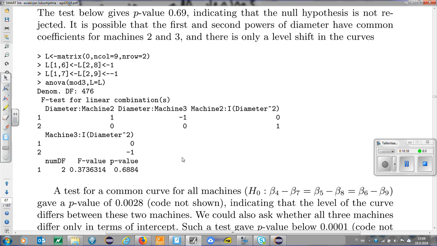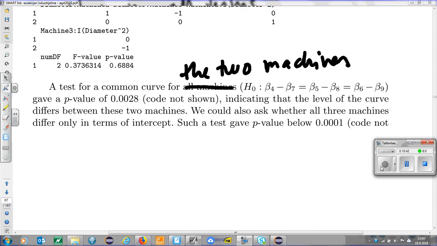And we could also make a test about a common curve for the two machines. So we could specify that beta 4 is also equal to beta 7, and this test gave a p-value of 0.028, so it shows that there is a level shift between those two machines.